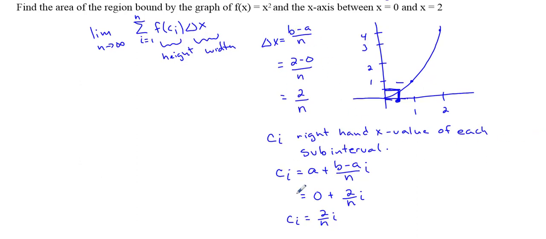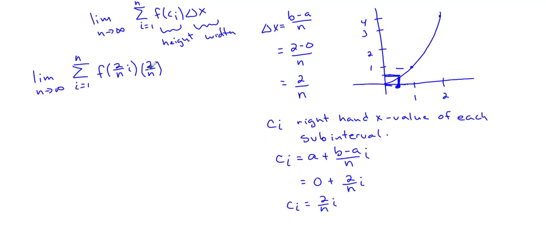So if we plug this delta x and c sub i into our limit, we have the limit as n goes to infinity of the sum. And don't try to skip steps, guys. You have to write everything out all the time. f of 2 over n times i, that's what we're going to substitute into the function, times delta x, which is 2 over n. We have our c sub i figured out, we have our delta x figured out. Plug your c sub i into the function.